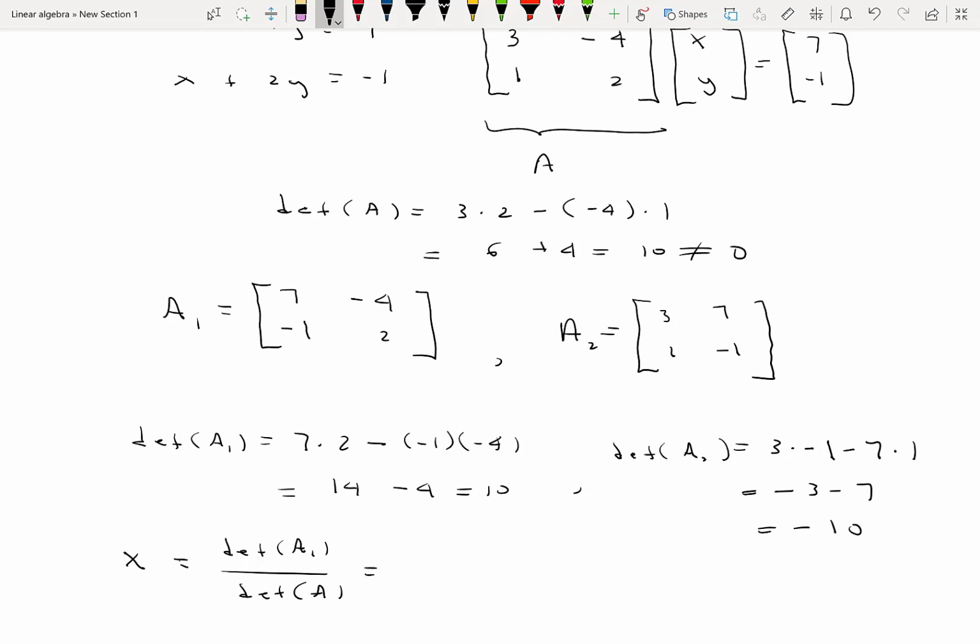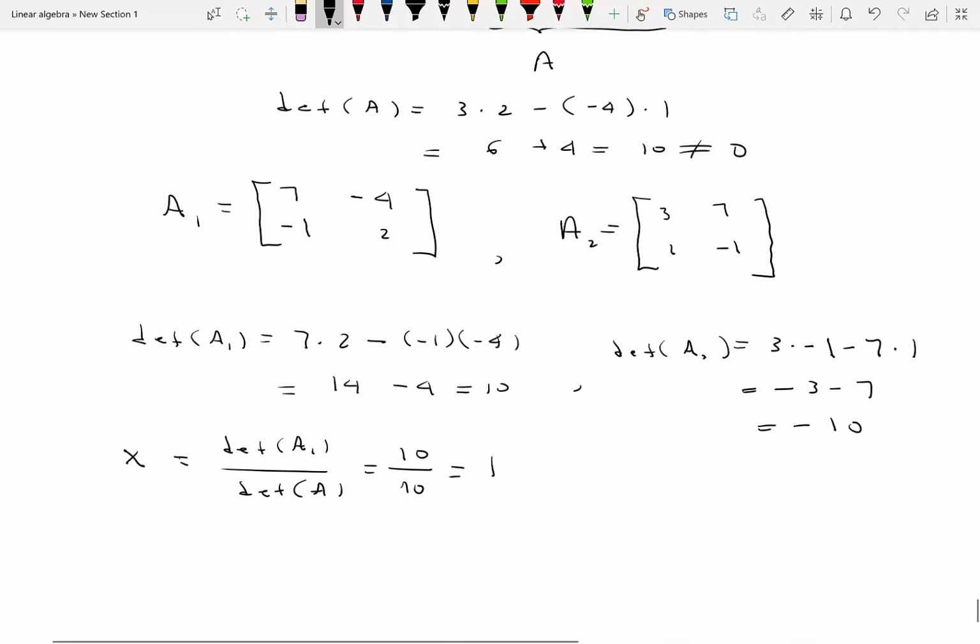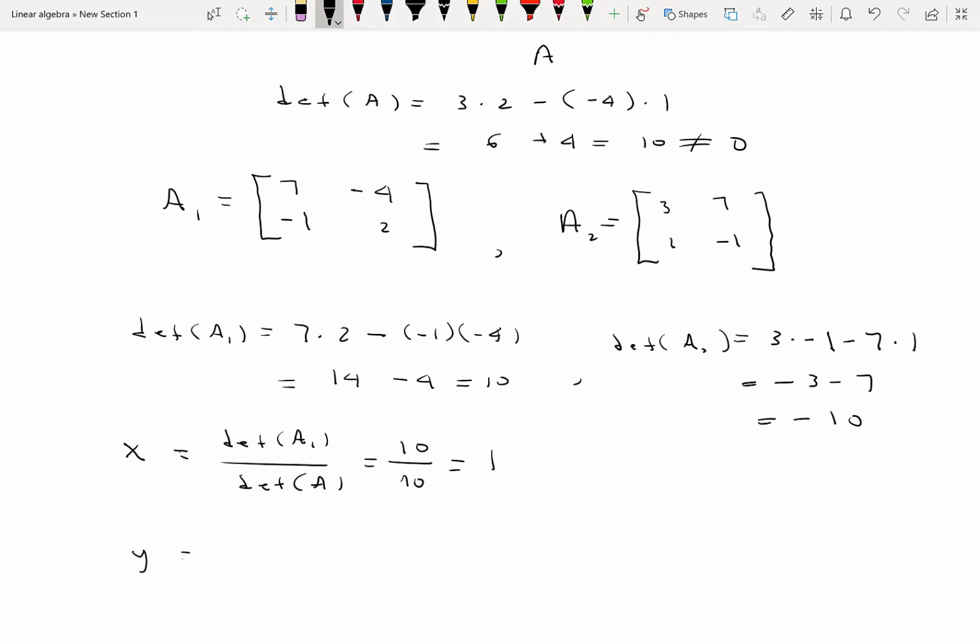Which is, oh my goodness, that made this system have an easy solution. Determinant of A1 is 10. Determinant of A is also 10. I did not intend the solution to be so simple. Usually when I make up problems, the solutions turn out to be really strange. Oh well. Who would have thought? Determinant of A2 is negative 10. Determinant of A is positive 10. So the solution is x equals 1, y equals negative 1.